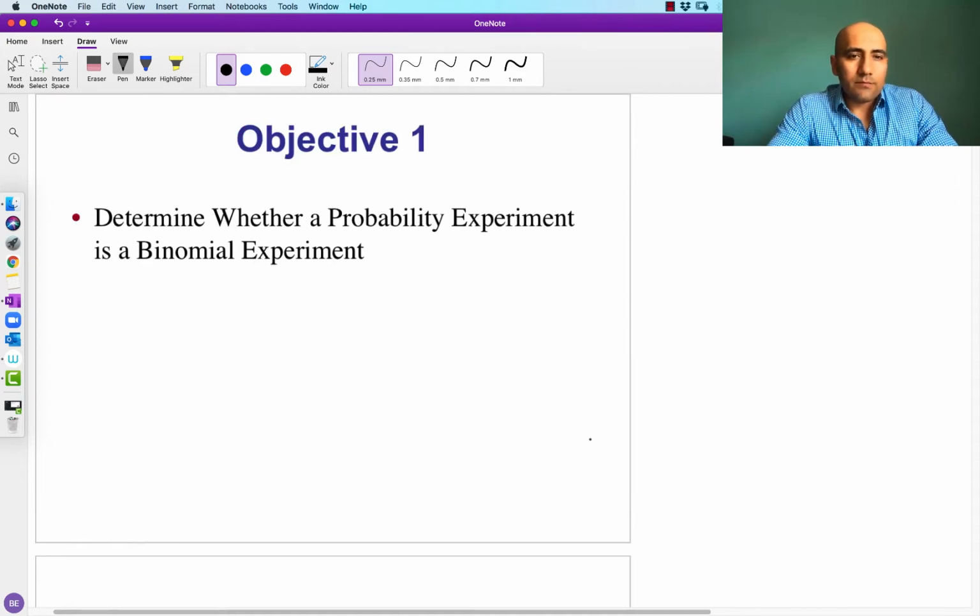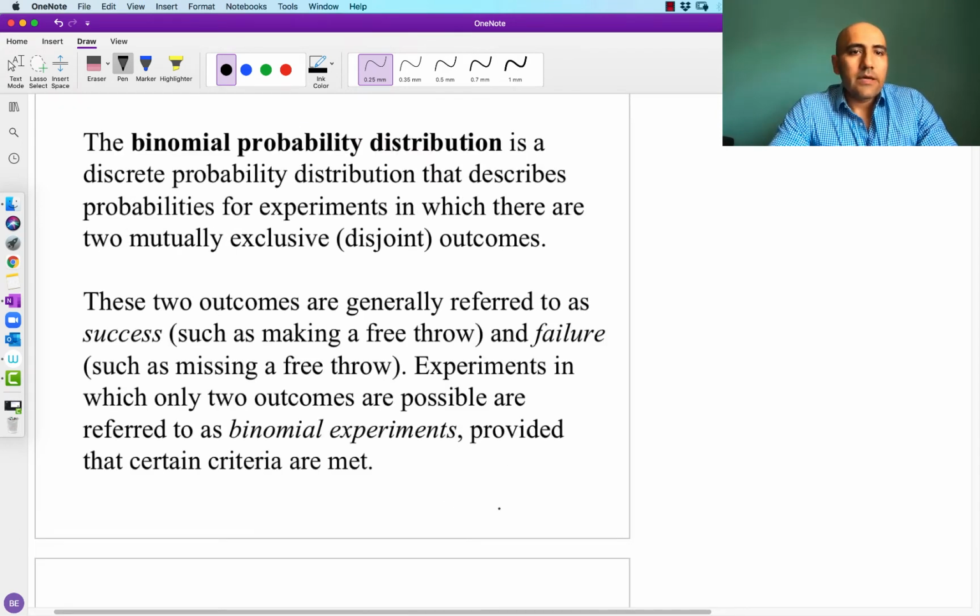Okay, objective number 1, determine whether a probability experiment is a binomial experiment. A binomial probability distribution is a discrete probability distribution that describes probabilities for experiments in which there are two mutually exclusive, disjoint outcomes. These two outcomes are generally referred to as success and failure. Experiments in which only two outcomes are possible are referred to as binomial experiments. Okay, so we're looking at a situation where there's only going to be two outcomes.